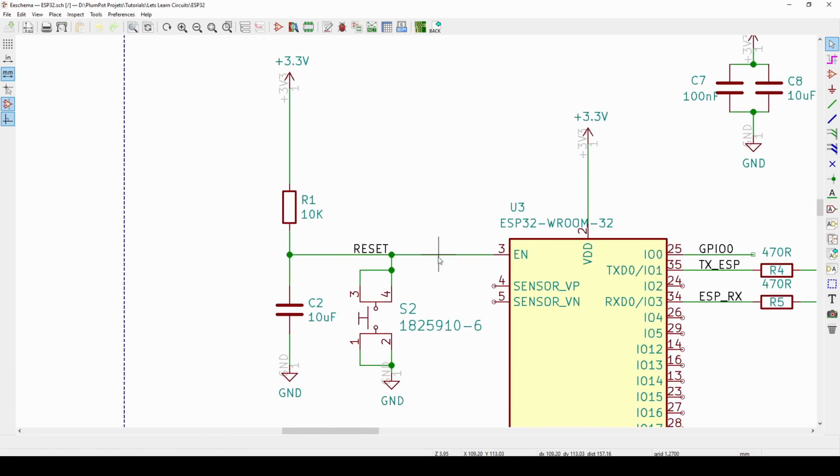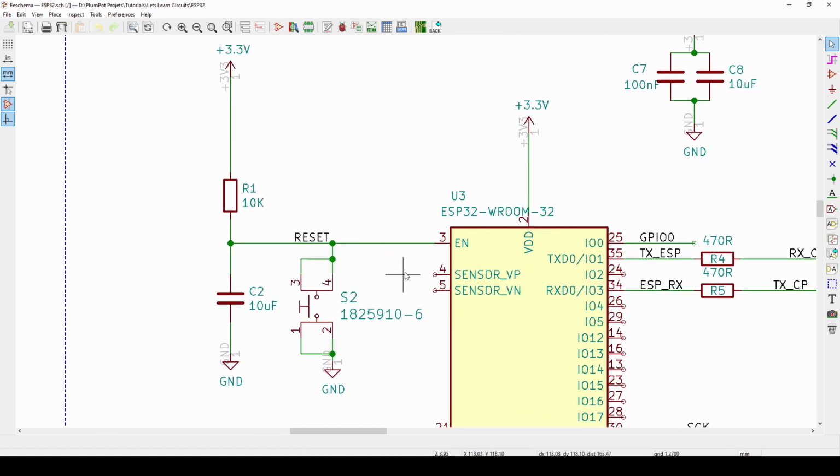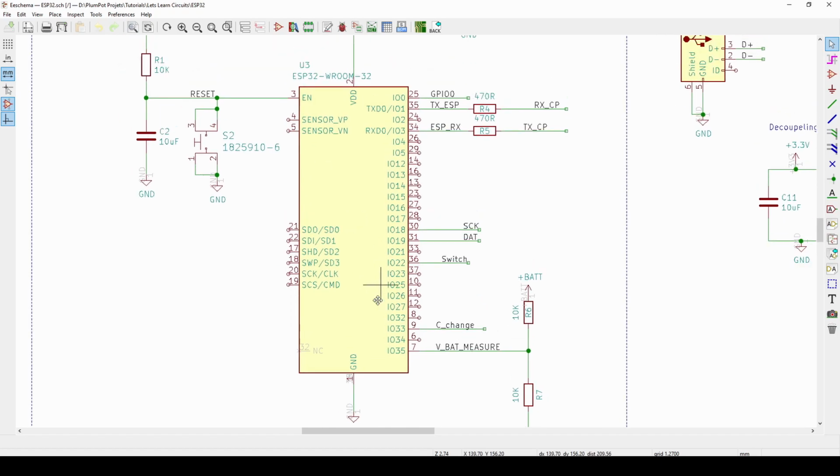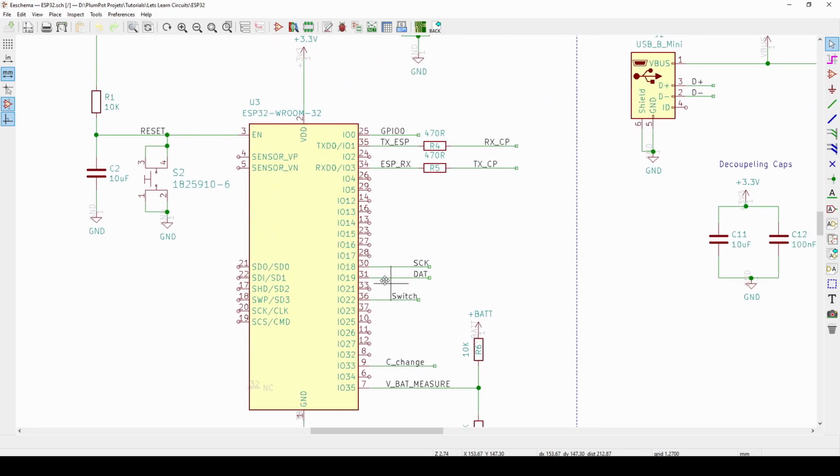The reset. So this reset wire here is like, if your ESP32 gets stuck, you can push this button, it pulls it to ground, and your ESP32 will reboot. This reset is also used when programming the ESP32. As you can see, it's got different pins, different I/O pins that can be used.